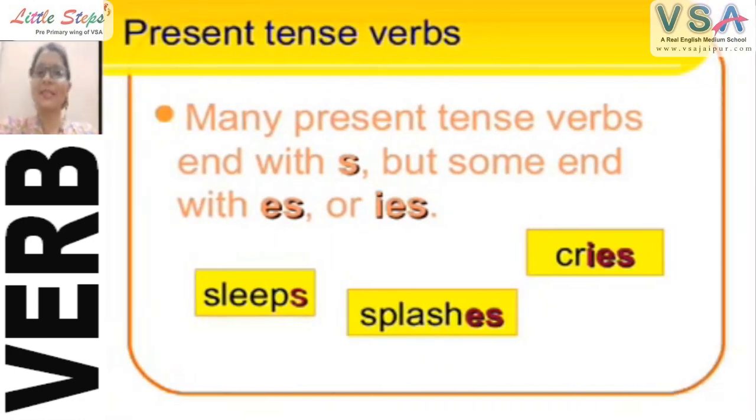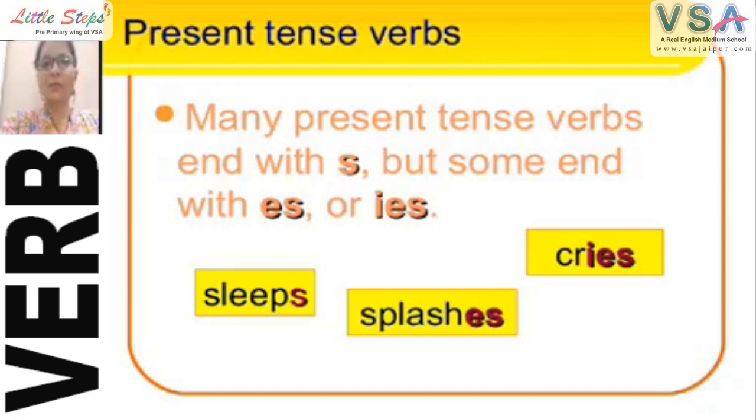Next, present tense verbs. What are present tense verbs and how can we recognize them? Many present tense verbs end with s, but some end with es or ies. Present tense के जो verbs होते हैं बेटा, वो होते हैं किसके साथ में? s के साथ, es के साथ और ies के साथ. As you have seen in the examples: sleeps, splashes and cries.